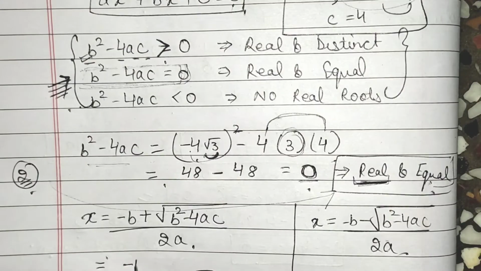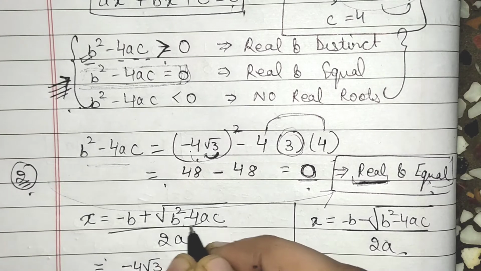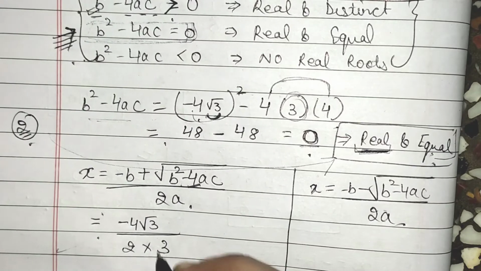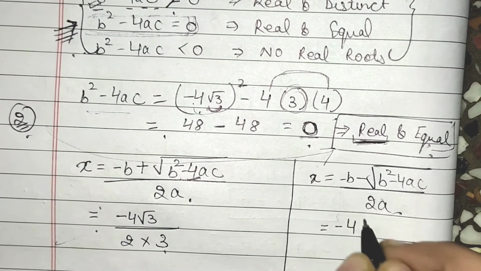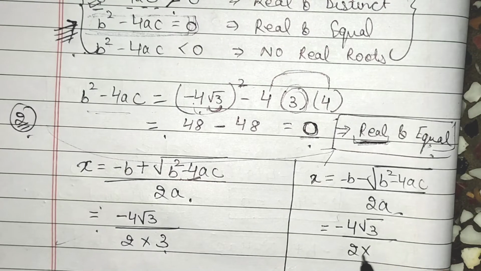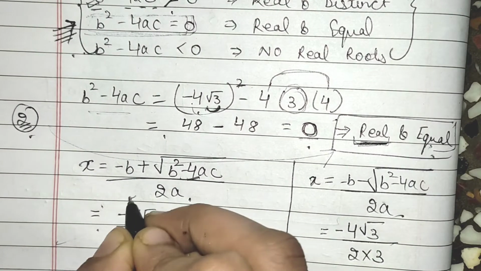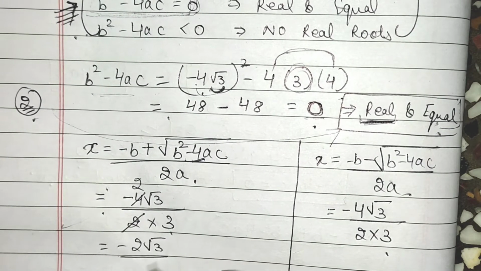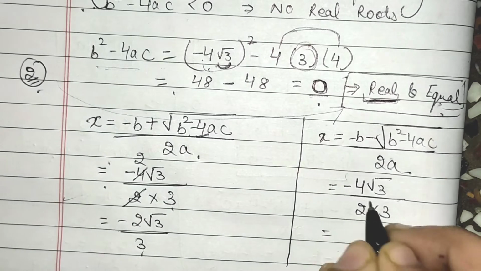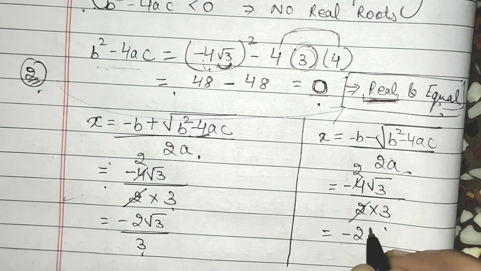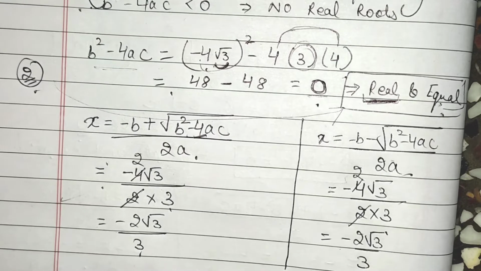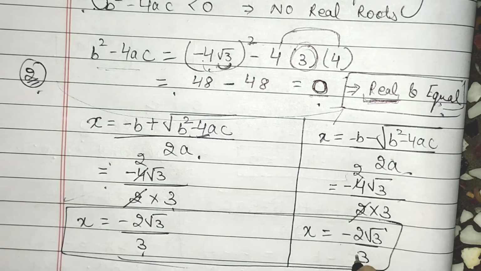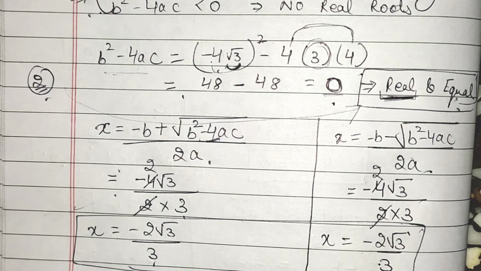B is what? Minus 4 root 3. This value is 0 divided by 2a. A is what? A is my 3. And here again minus 4 root 3 divided by 2 into 3. So it will give me what? Divide by 2, and I can write down minus 2 root 3 by 3, and here also I can write down minus 2 root 3 by 3. So these two will be my roots which are real and equal.